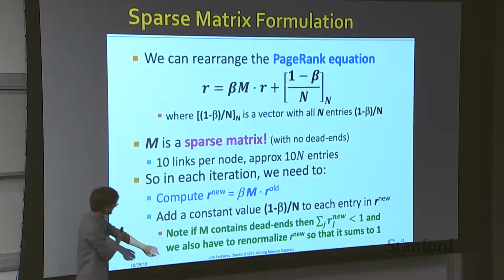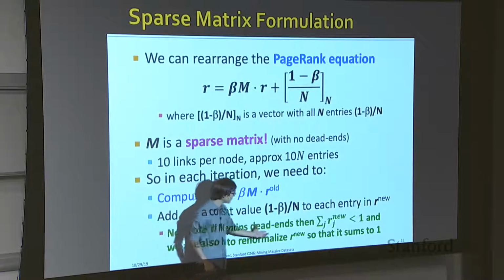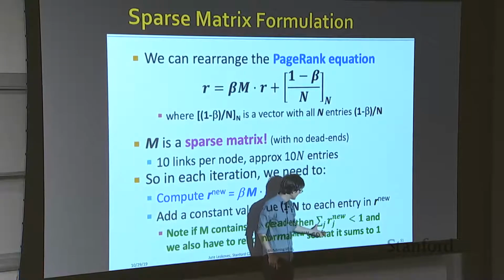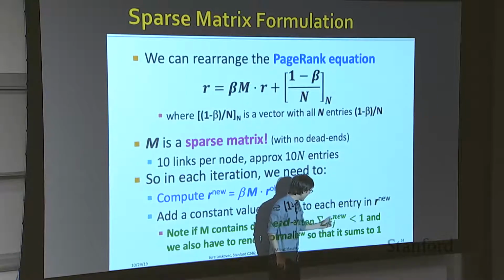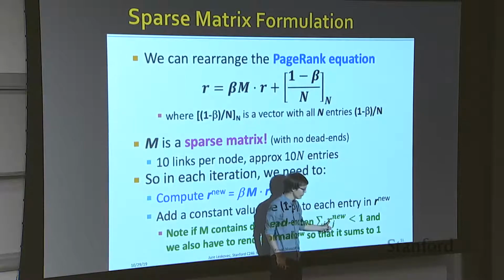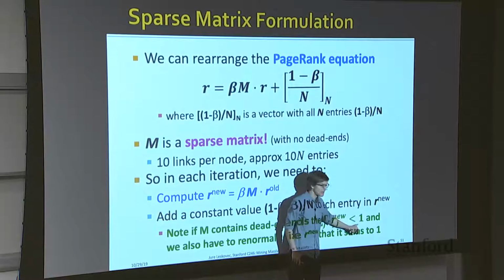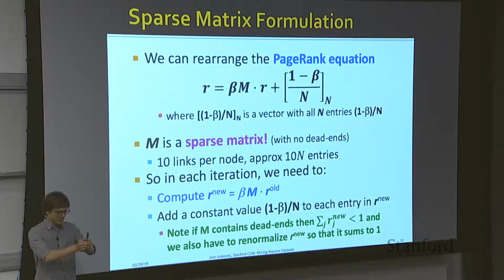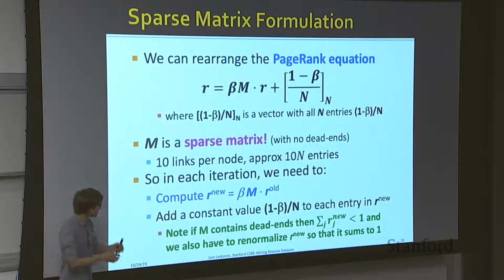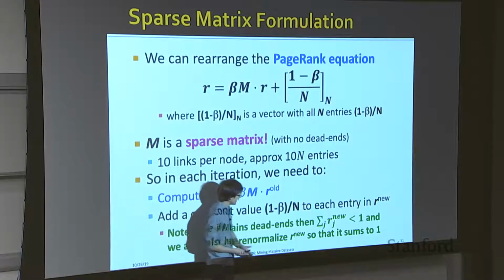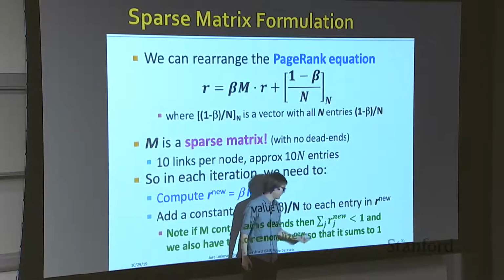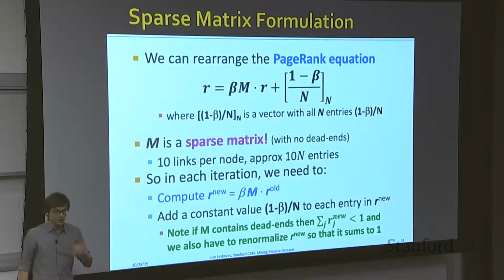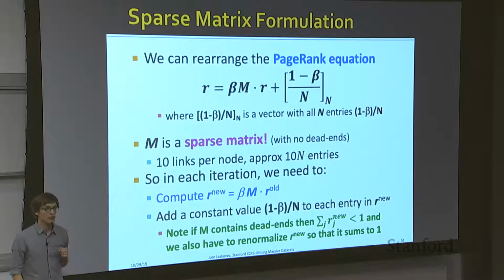There is a note. If M contains dead ends, then some PageRank will leak. So the sum over j of R new will be less than 1. And all I have to do is renormalize the vector so that the components sum to 1. And this is essentially inserting the leaked PageRank due to dead ends, right?